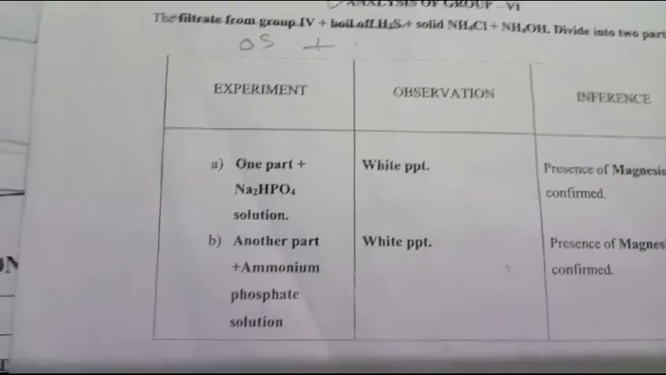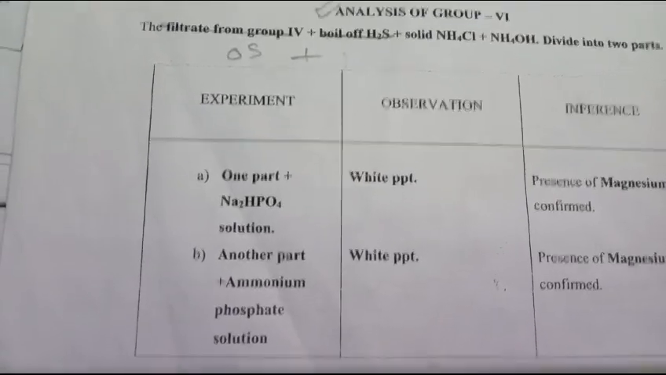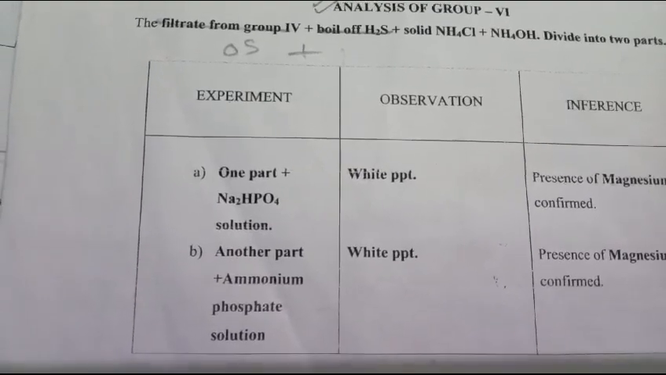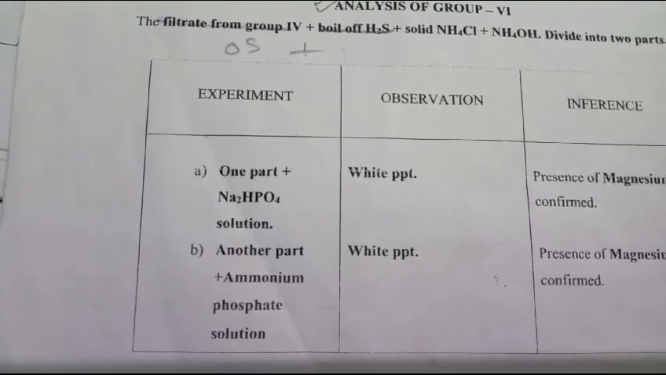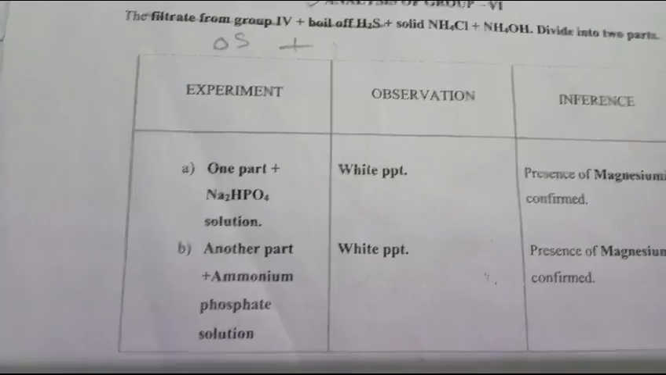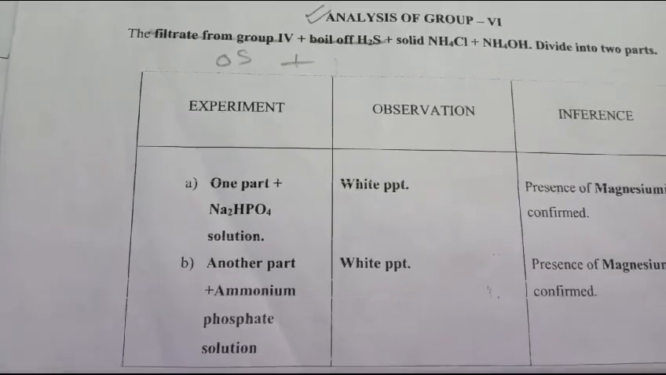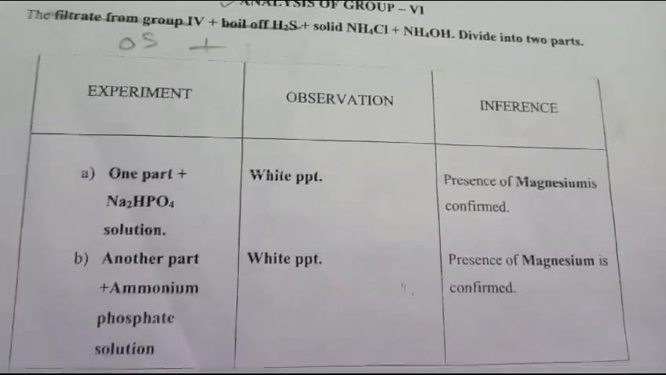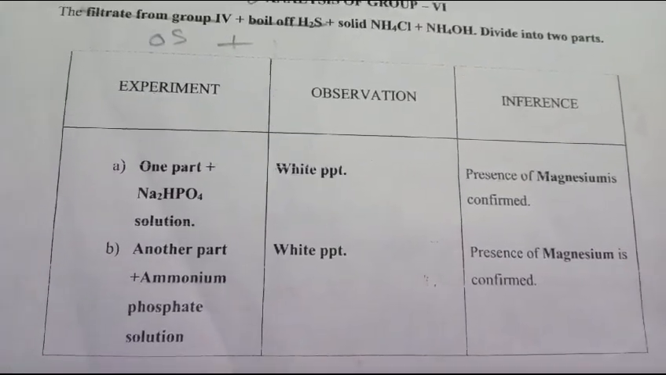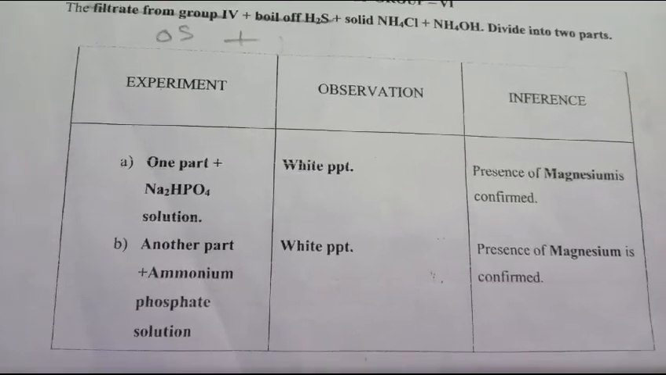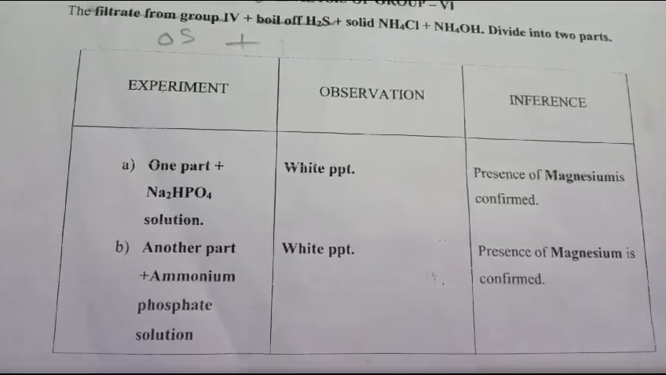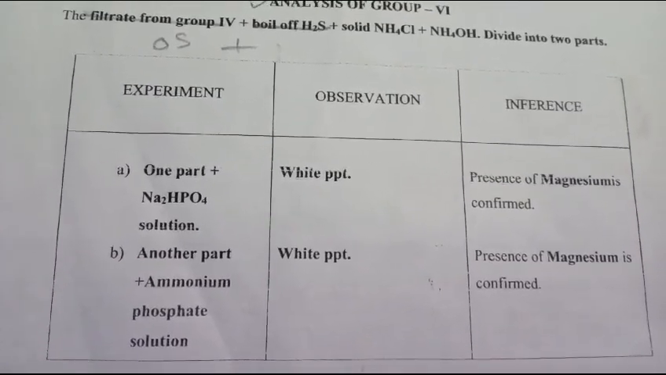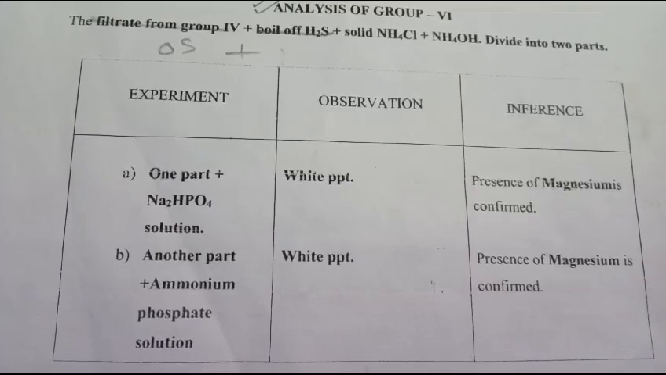To the third part, divide it also into another 2 parts. That means take one part to another test tube and the second part in another test tube. To the one part add Na2HPO4 solution. You will find a white precipitate, that means presence of magnesium. Then to the other part add ammonium phosphate solution. You will get a white precipitate, presence of magnesium is confirmed.